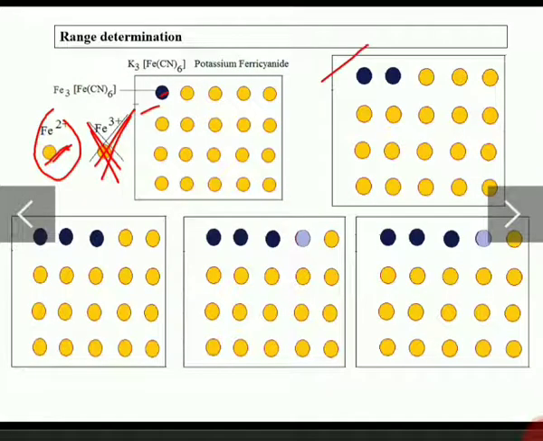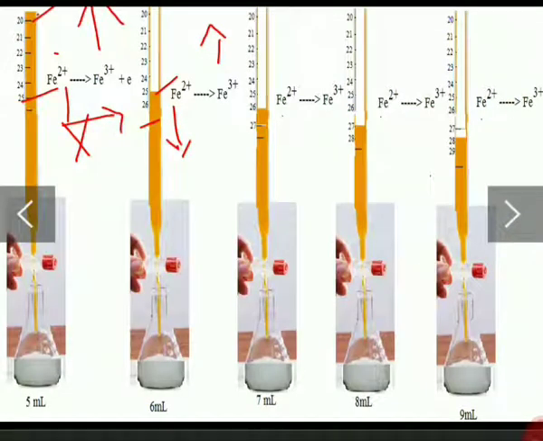bring in contact with, you can look at this image, the indicator. Again, the indicator has produced color. It says that there are still Fe2+ ions remaining in the conical flask. Now the burette reading is 26. Again add 1 ml.